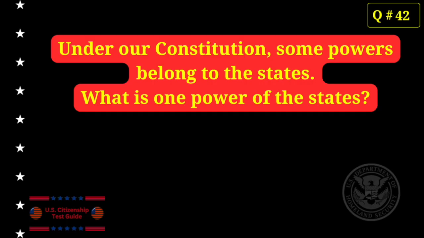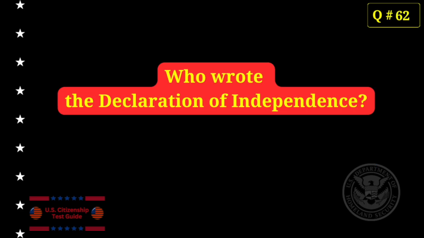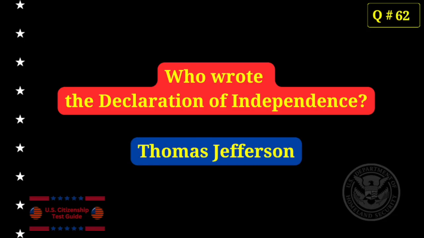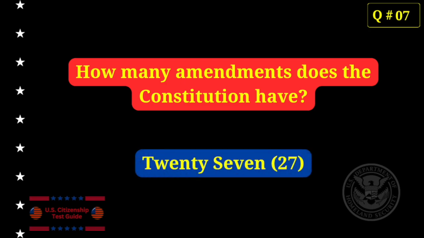Under our Constitution, some powers belong to the states. What is one power of the states? Provide schooling and education. Who wrote the Declaration of Independence? Thomas Jefferson. How many amendments does the Constitution have? 27.